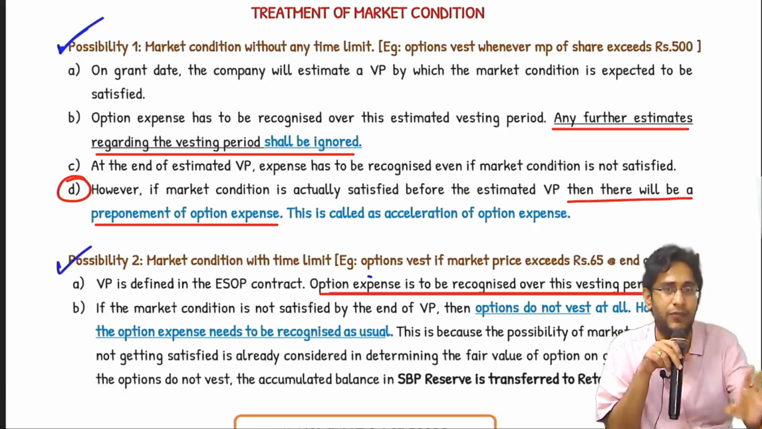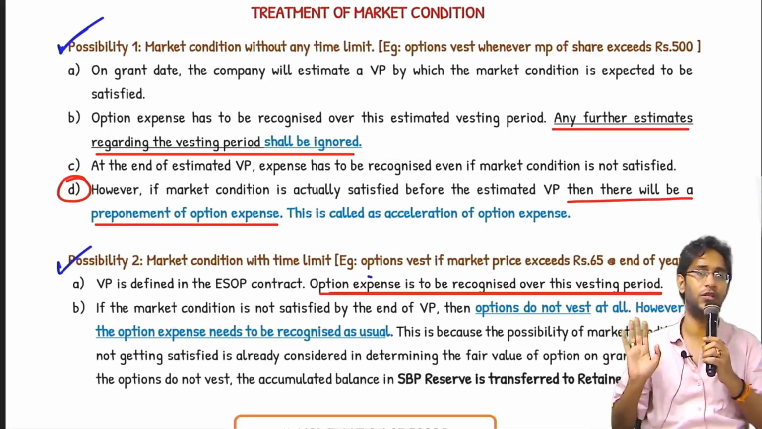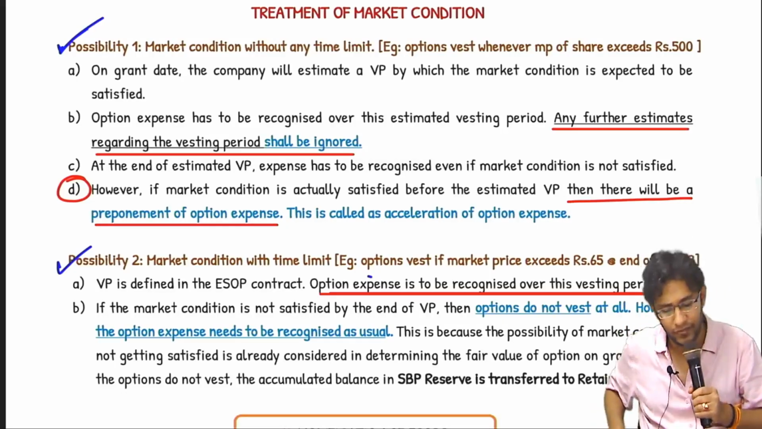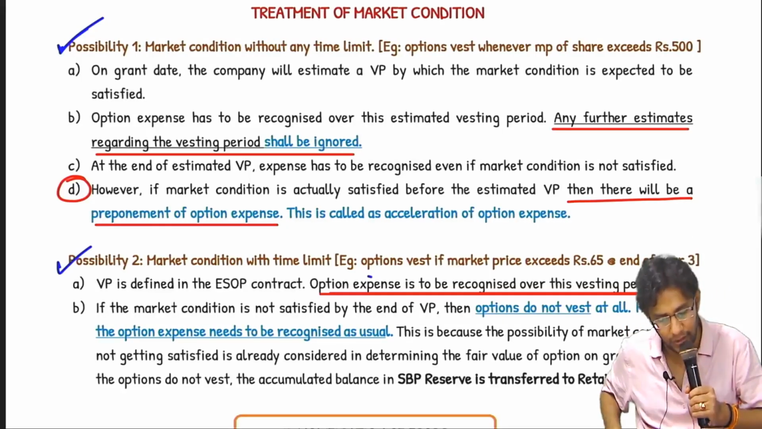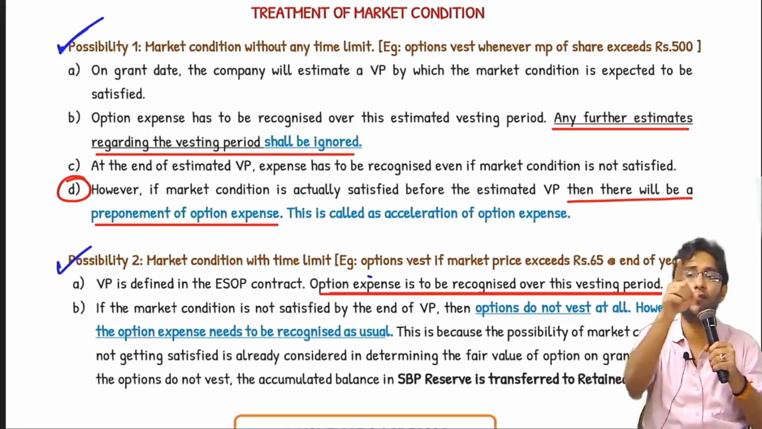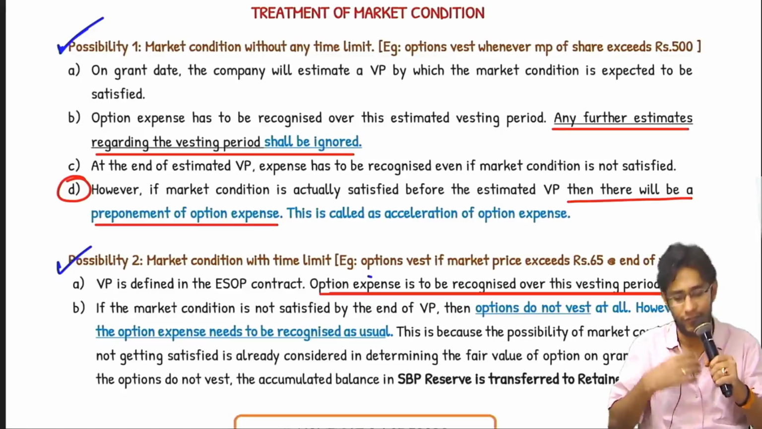In the question, they will definitely tempt you by giving so much stupid data. Any other condition you can change, but a market condition you cannot change. At the end of the vesting period, the expense has to be recognized even if the market condition is not satisfied. In the fourth year you have to book that 40 rupees also. Whether the market condition is really satisfied or not is irrelevant for you.